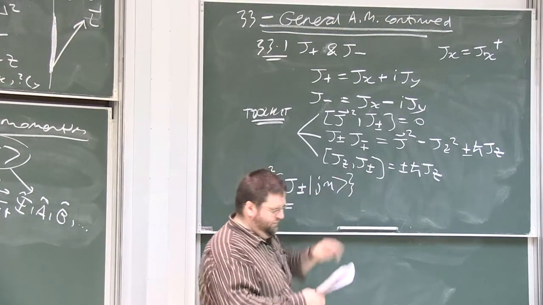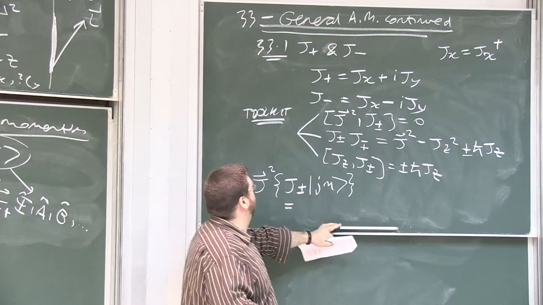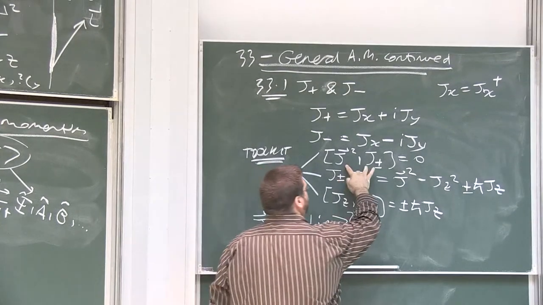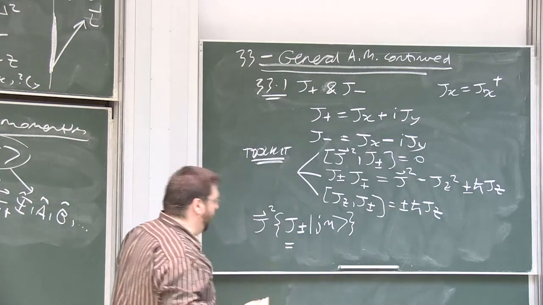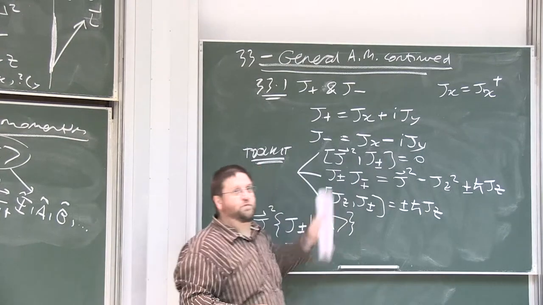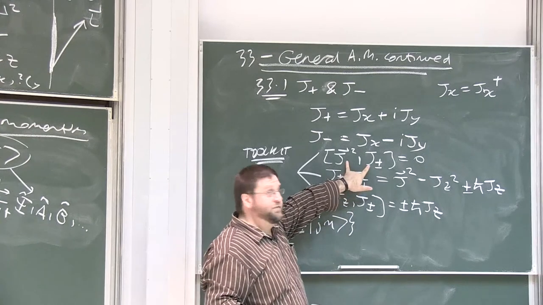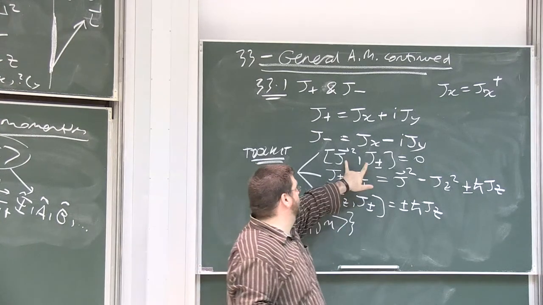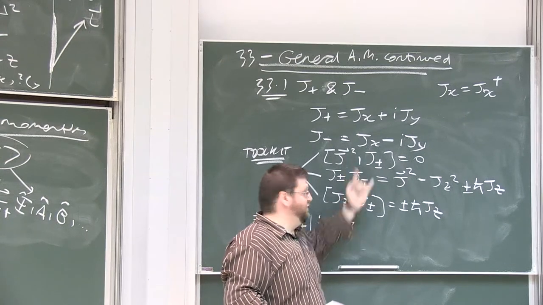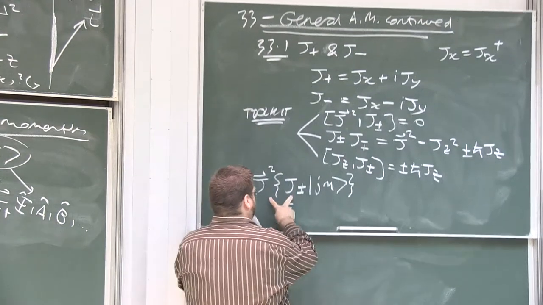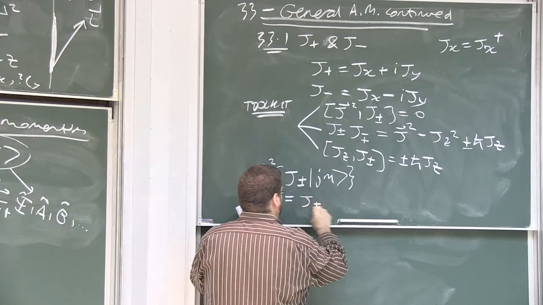I look at this object here. If I expand this, I get J squared, J plus minus, minus this times this equals naught. In other words, these things commute, order doesn't matter. J squared, J plus minus is the same thing as the same objects in the opposite order. So I can flick these things around. So I do so.